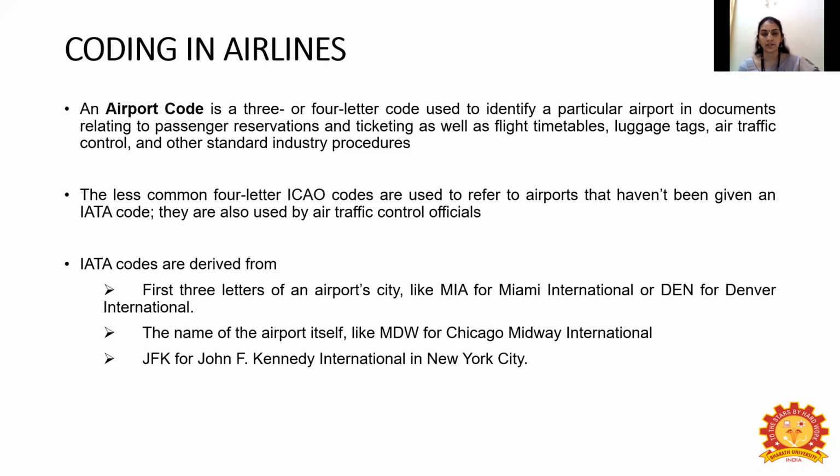What is called coding and how is it used in airlines? Coding is nothing but giving an identification through letters, alphabets. You have alphanumeric coding also in airlines. In airlines, you have airport code, airline code, and city code. These are the basic three in airlines.